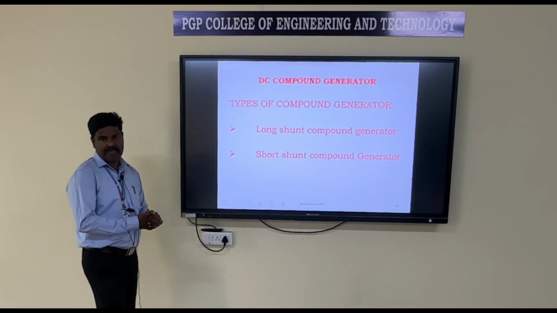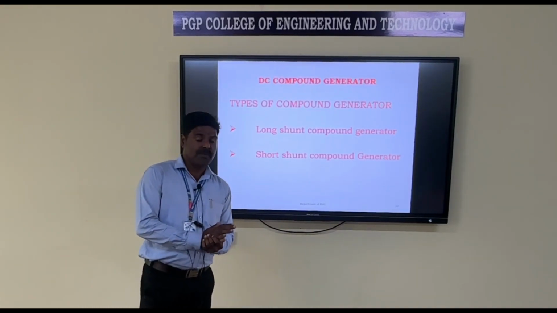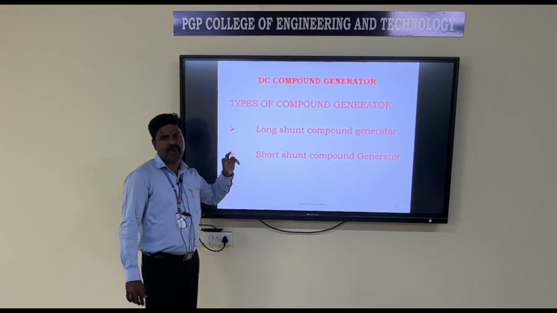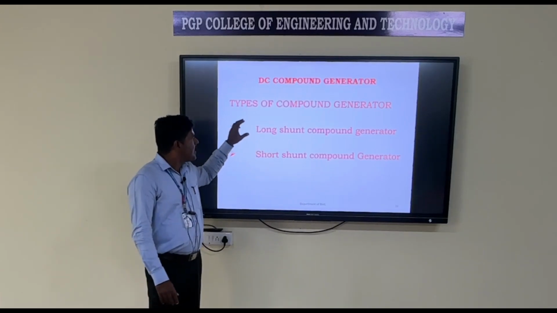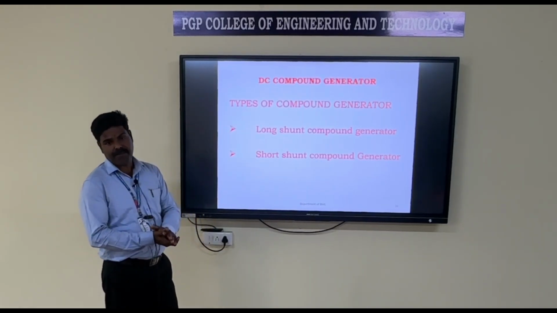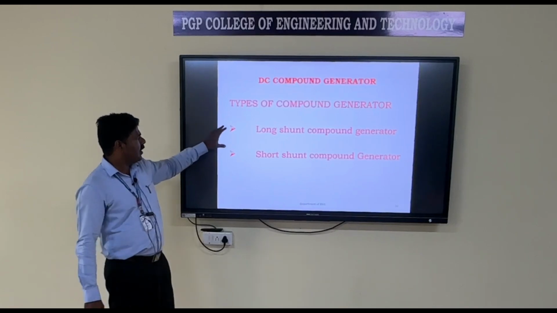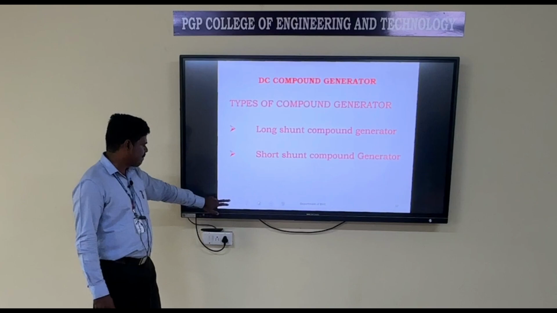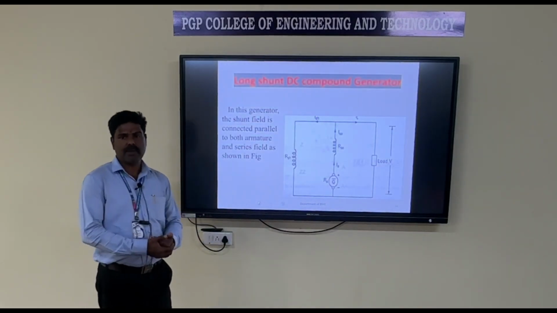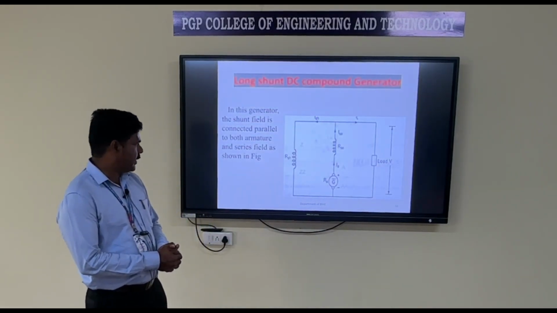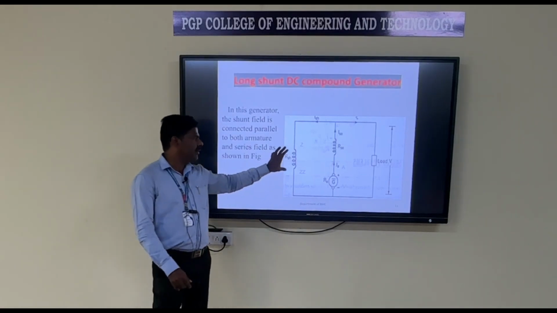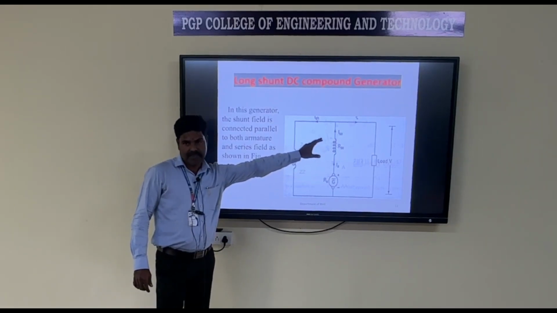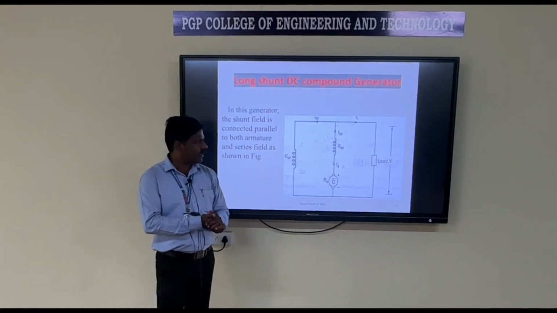Then DC compound generator. It consists of two field windings and the armature winding. One is the series field winding, another is the parallel, shunt field winding. Depending upon the connection of shunt and series field winding, there are two types: long shunt compound generator and short shunt compound generator. This is the circuit diagram for long shunt compound generator. Here this shunt field winding is connected parallel with both armature winding and series field winding. This type of generator is known as long shunt compound generator.